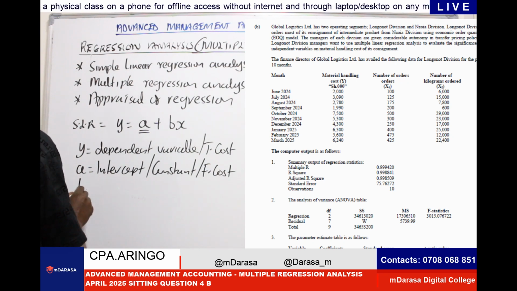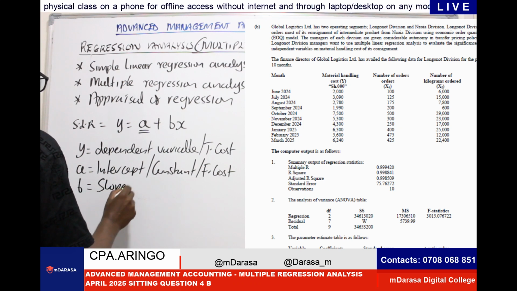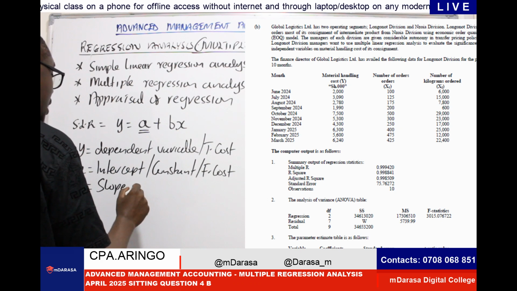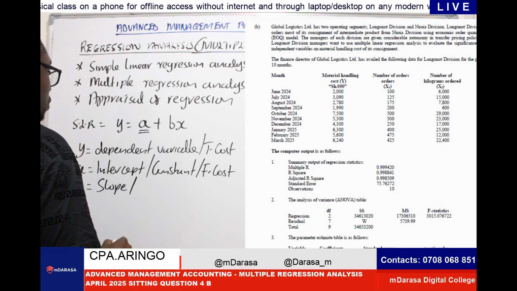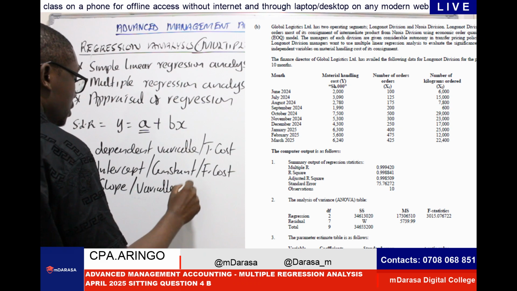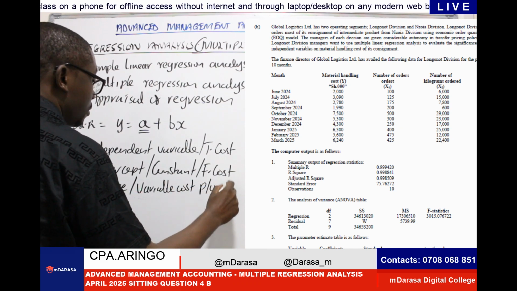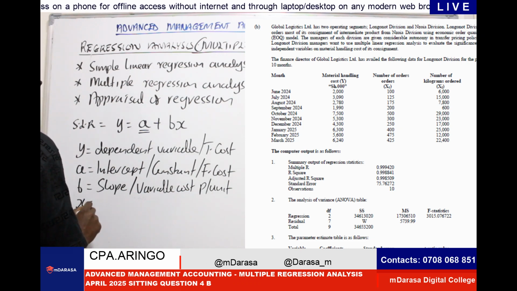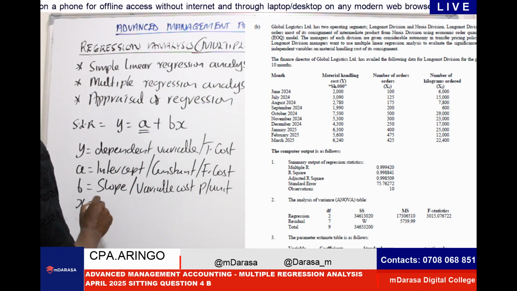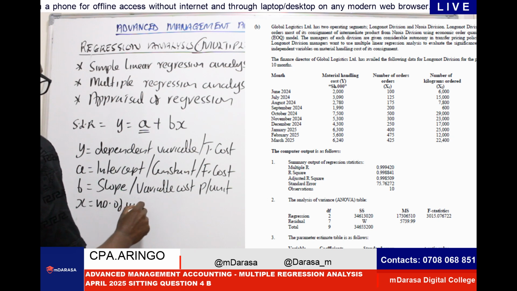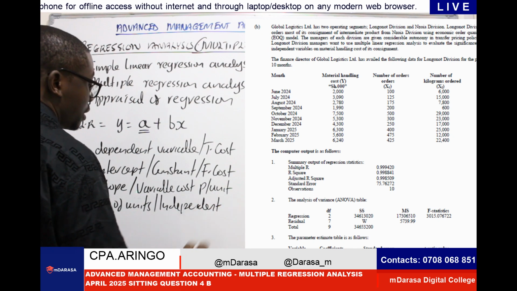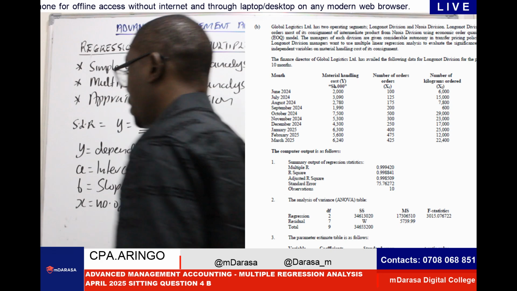Then we have, of course, B. B is always our slope, or the variable that we're looking at. You can also refer to it as variable cost per unit. This is a variable cost per unit, you see. Then we have X. X in this context, my good students, you're looking at the case, which is simply the number of units, or simply independent variable, okay? So these are what we need to understand.